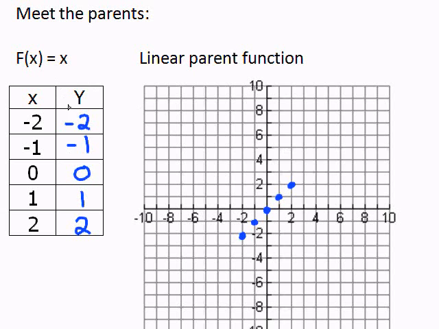Alright, having them graphed, again we're making y the same thing as f of x, so that we can go ahead and graph it on our xy graph. If we graph those points, notice it makes a straight line if we connect the dots. That's why we call this a linear function, because when you connect the dots for the equation, it makes a line.